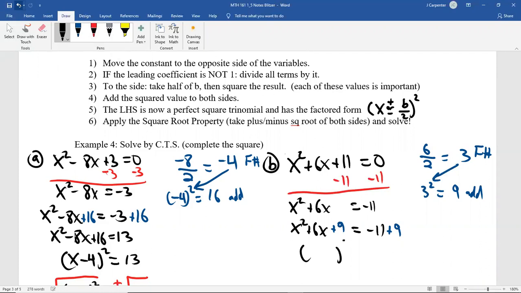You just make parentheses and square it. You put an x in the first spot, and then the half number goes after the x. This was a 3, which means it's a plus 3. Then equals whatever the right side turns out. Negative 11 plus 9 is negative 2. And this is exactly what we wanted. This was our temporary goal. We wanted anything completely squared equal to a number.